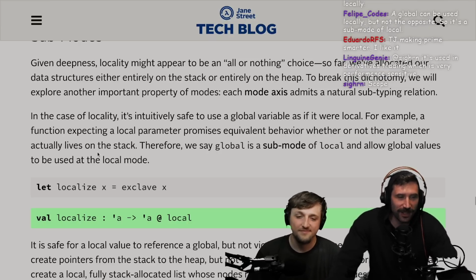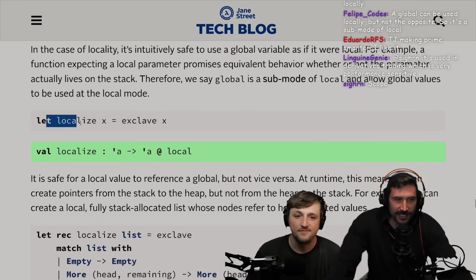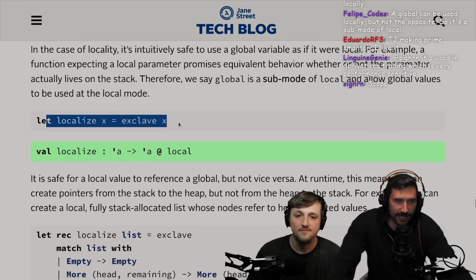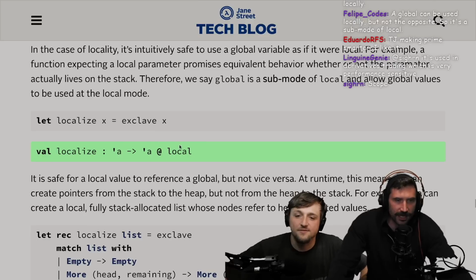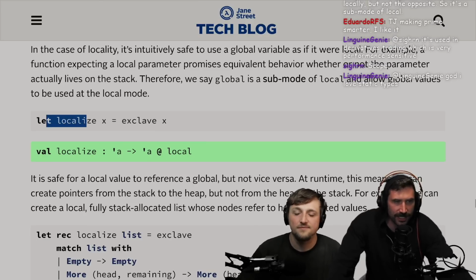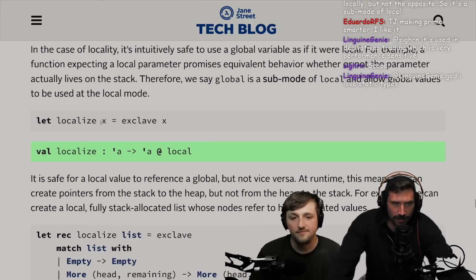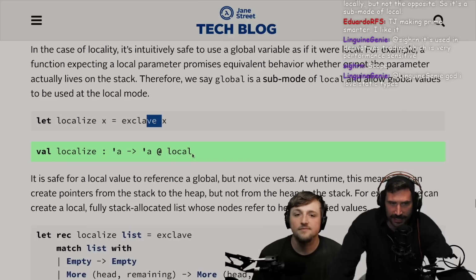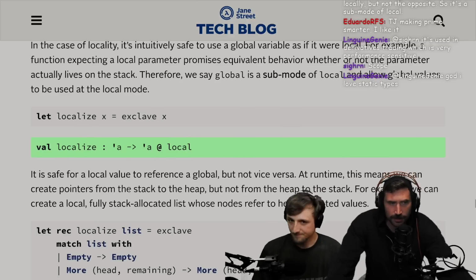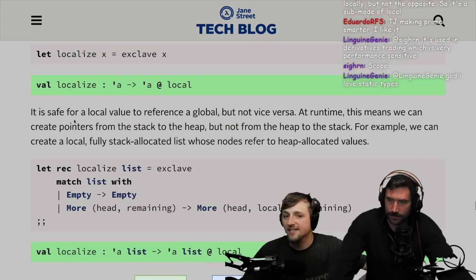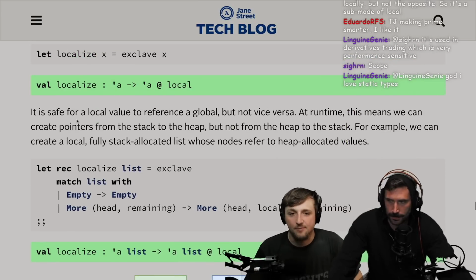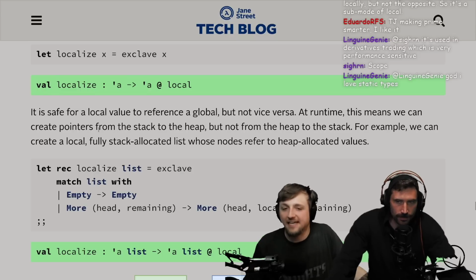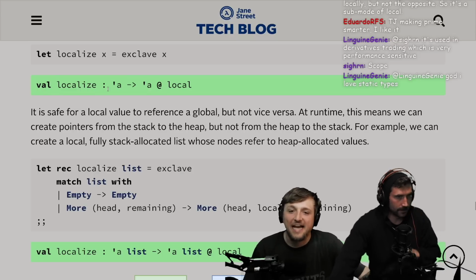Correct. And allow global values to be used at the local mode. Okay. Let localize x and exclave x. Does this mean the type signature tells you what it does? Yeah. This is a function that takes in something that's global and must make it into something that's local. Okay. And so that's why they said before, locals may be on the stack. I'm pretty sure. I don't actually know because I haven't read this. I don't know the implementation, actually. You know what I mean.